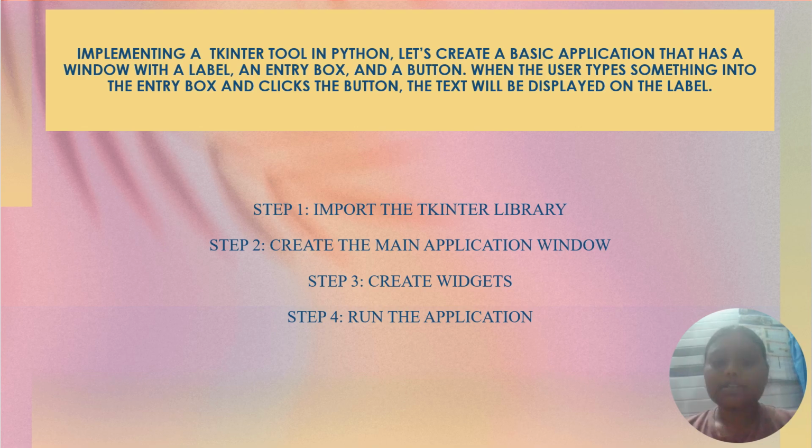Next, implementing a Tkinter tool in Python. Let's create a basic application that has a window with a label, an entry box, and a button. When the user types something into the entry box and then clicks the button, the text will be displayed on the label. Step 1: import the Tkinter library. Step 2: create the main application window. Step 3: create the widgets. Step 4: run the application.